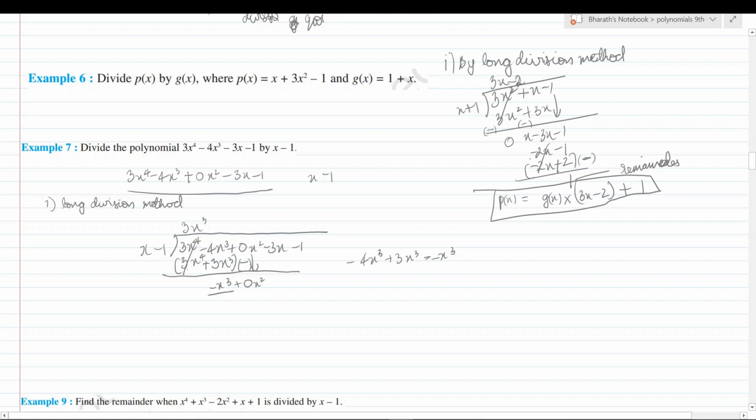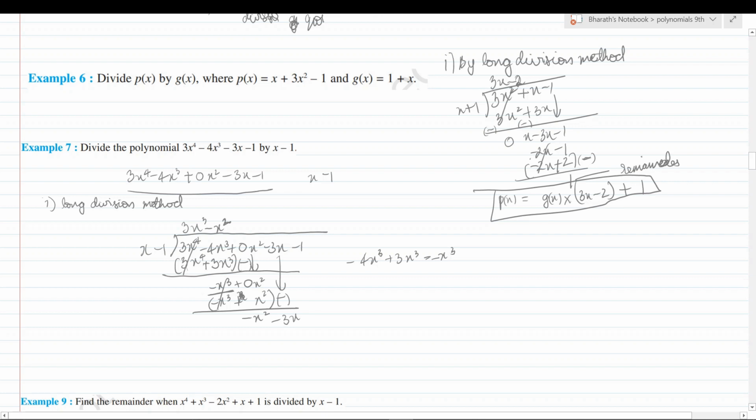Now this first term should get cancelled in the second step. So what should we multiply? Multiply by minus x square, so we get minus x cube. The first term is the same, plus, because minus into minus is always plus, plus x square. Now multiplying the whole thing with minus, this gets cancelled and this becomes minus x square minus 3x, bringing this term.